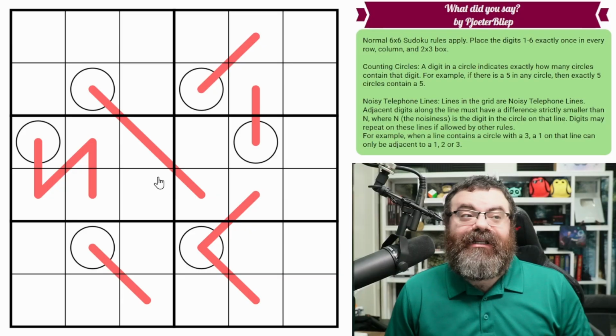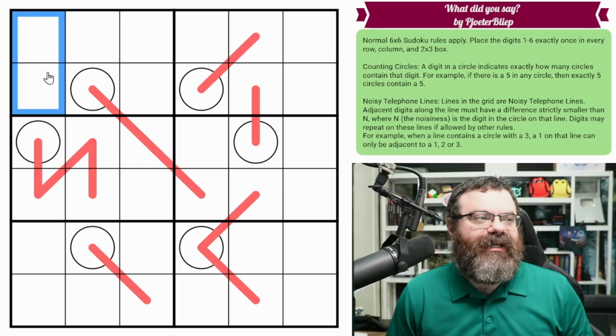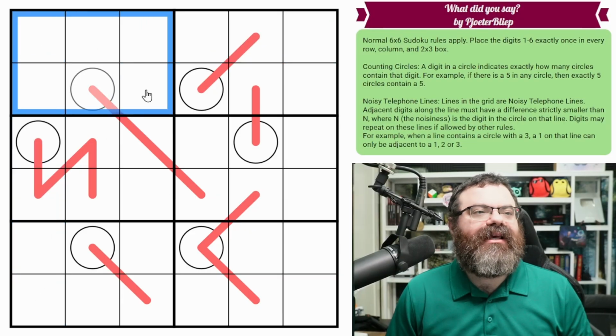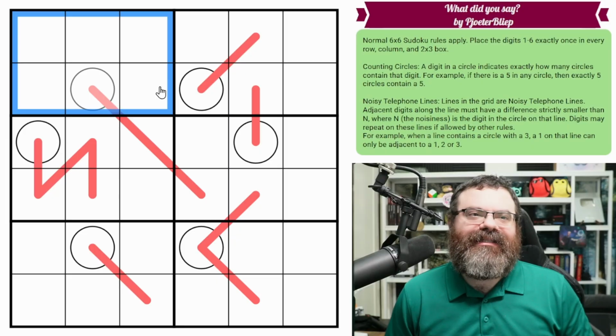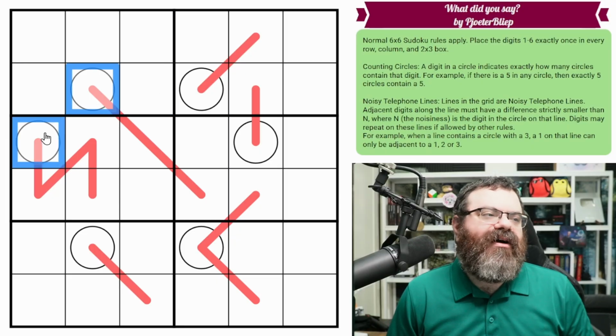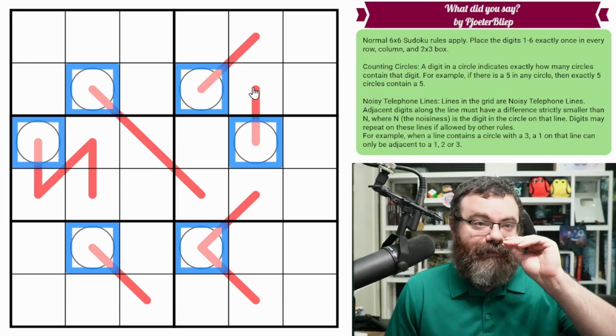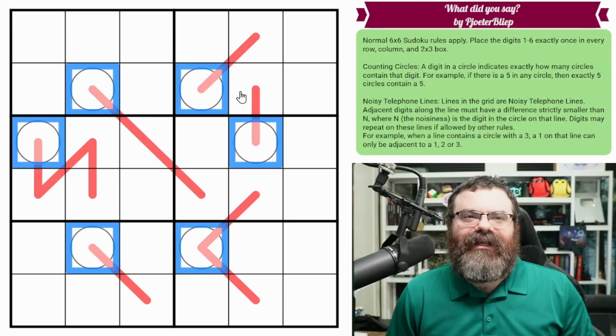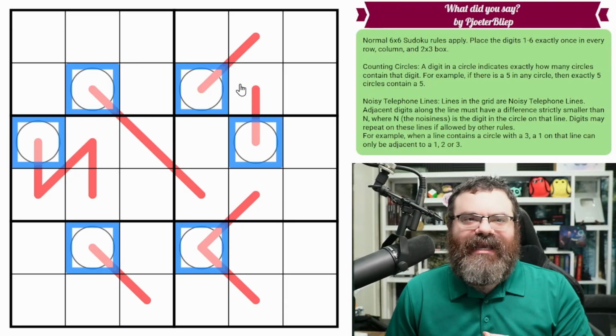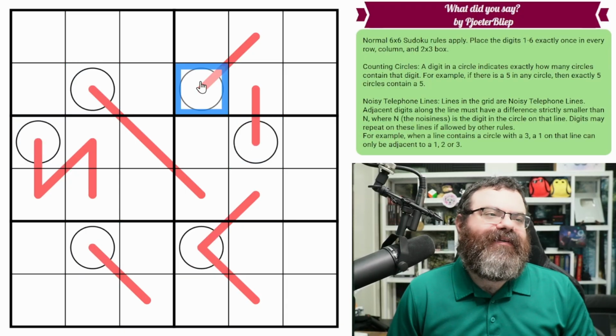So, we have normal 6x6 Sudoku rules, so in each row, each column, and each 2x3 box, we are placing the digits 1 to 6 exactly once each. We also have counting circles in the grid, that's these circles here. A digit in a circle indicates exactly how many circles contain that digit. So only if a digit appears in the circle.